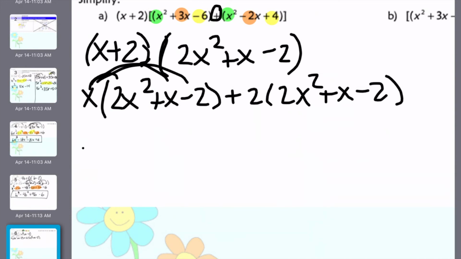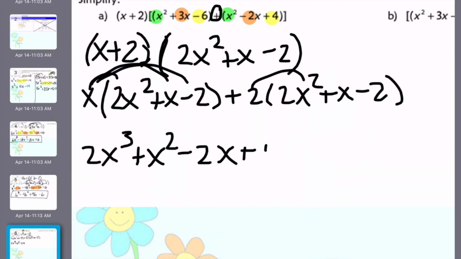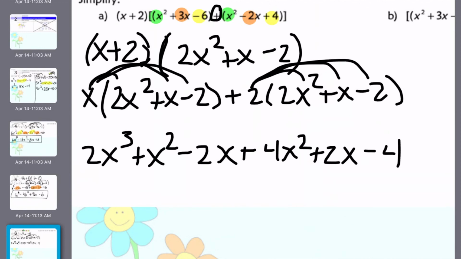So x times 2x squared gives me 2x to the third power. x times positive x gives me positive x squared. And x times negative 2 gives me negative 2x or minus 2x. My positive 2 times 2x squared gives me positive 4x squared. My positive 2 times positive x gives me positive 2x. My positive 2 times negative 2 gives me minus 4.